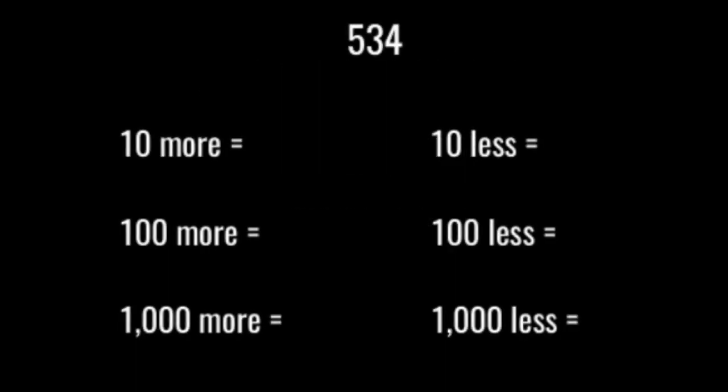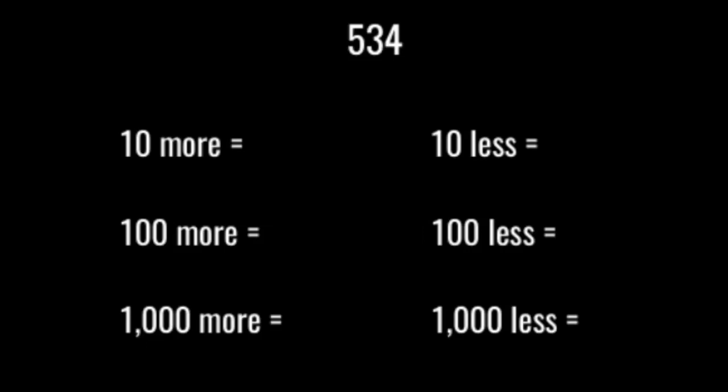So our number for today is 534. If we add 10 more, then the tens place changes, and our new number is 544. If we add 100 more, then the hundreds place changes, and our new number is 634. If we add 1,000 more, the thousands place gets a number, and our new number is 1,534. For 10 less, the tens place would change, and our new number would be 524.